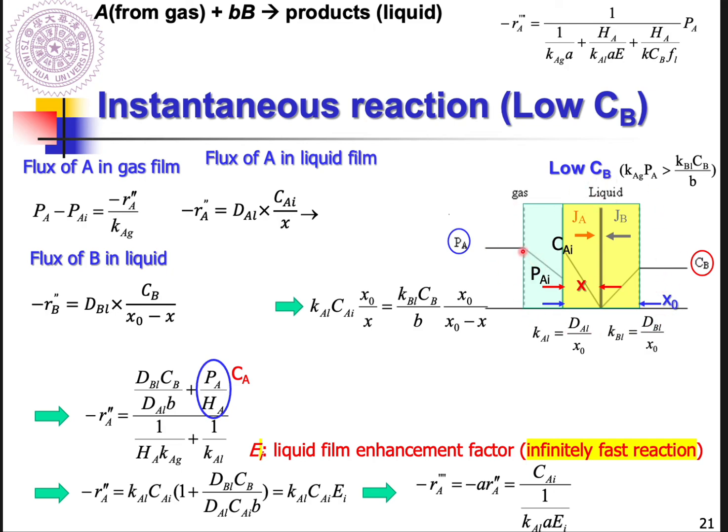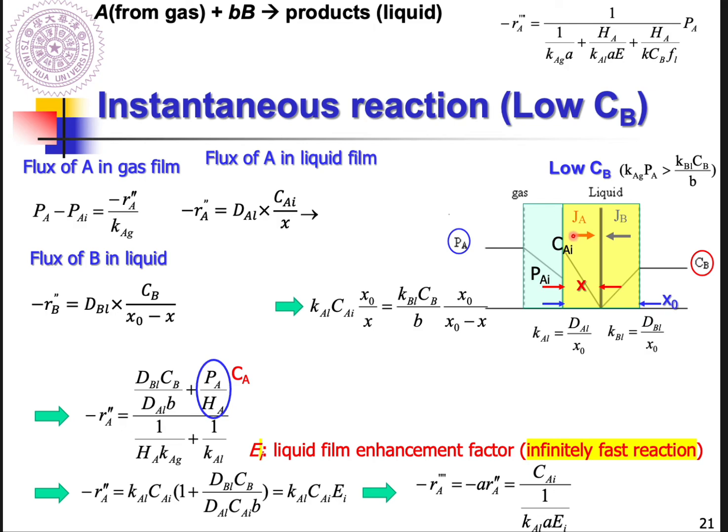This is the figure we want to plot. It's a low CB case, and PA decreases to PAI to reach the interface between the gas and liquid. And based on the solubility, we get CAI, and A diffuses through the liquid film and reacts with B completely. So you can observe the concentrations of A and B drop to 0. The thickness of this liquid film layer is x0. The left-handed side we call x, and the right-handed side here is x0 minus x. We got the thicknesses here.